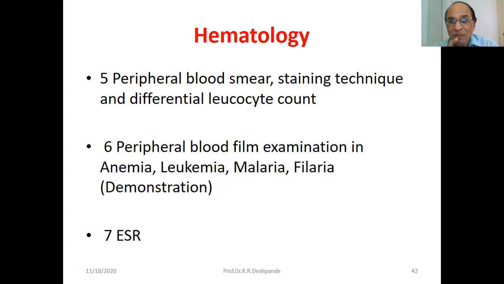These tests should be performed on an empty stomach after 14-hour fasting. So if you want to do a hemogram, any time of the day is okay. After lunch, after dinner, no problem. But if you write to the patient hemogram plus ESR, please ask the patient to come fasting after 14 hours. Water is allowed, but no tea, no breakfast.